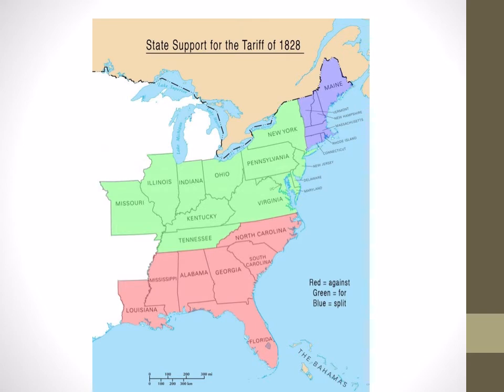So you can see the states' support for the tariff. Green is for it, and blue is split, so the far northeast was split on it. But then the red was far against it. North Carolina all the way down through the South was very against the tariff.